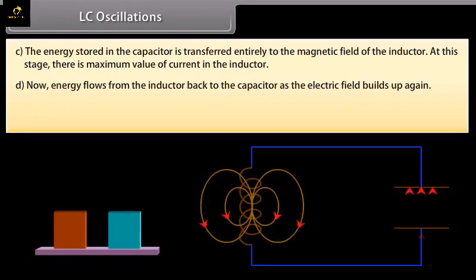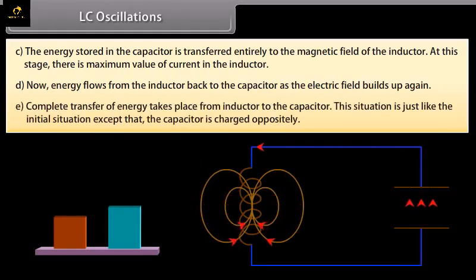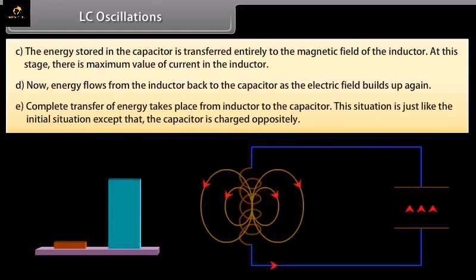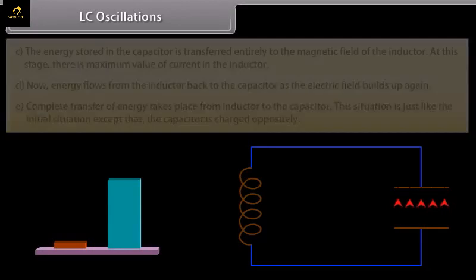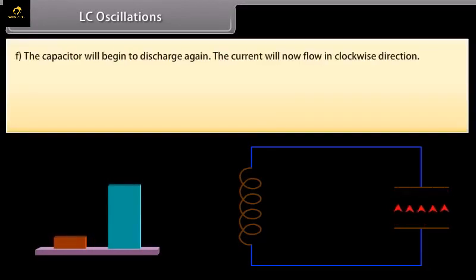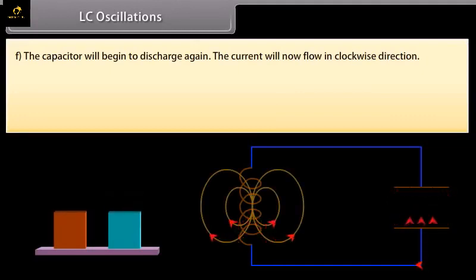Now, energy flows from the inductor back to the capacitor as the electric field builds up again. Complete transfer of energy takes place from inductor to the capacitor. This situation is just like the initial situation except that the capacitor is charged oppositely. The capacitor will begin to discharge. Again, the current will now flow in clockwise direction.